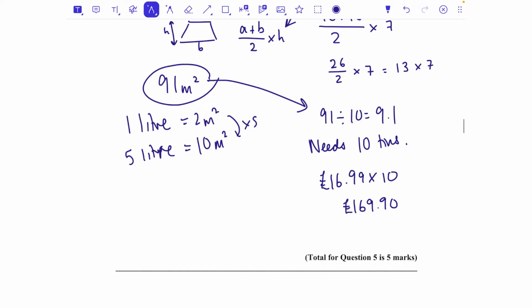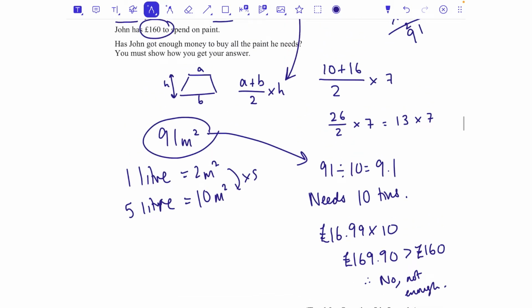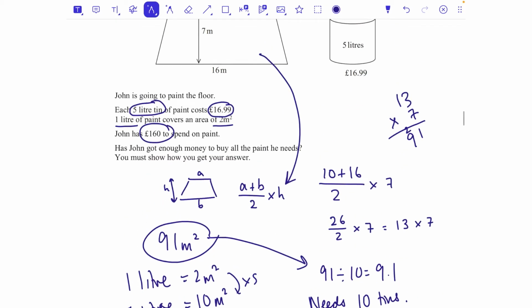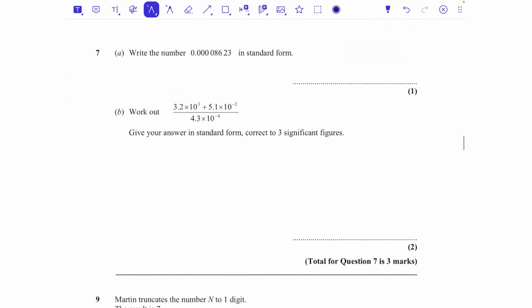So we're going to say that £169.90 is greater than £160, and therefore no, not enough. So we've answered the question for the 5th mark there. So he hasn't got enough money to buy the paint that he needs. Fabulous.